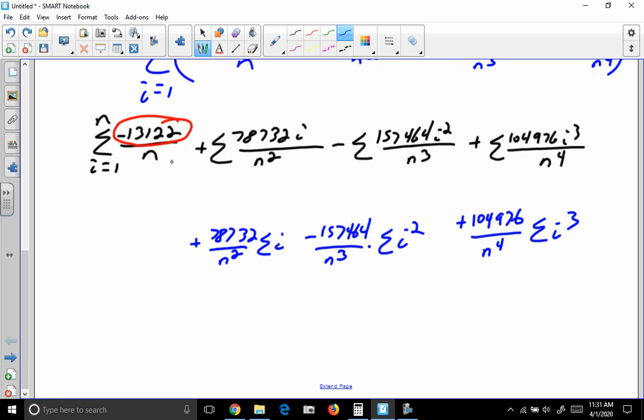And when we summed the first one, we said that if there's not an i in there, that's a constant, and we take it times what's on top. Well, when we multiply that times n, those cancel, leaving us negative 13,122. So now we just need to take a moment and then do those sums. So you can see this gets to be quite tedious as we go through here.